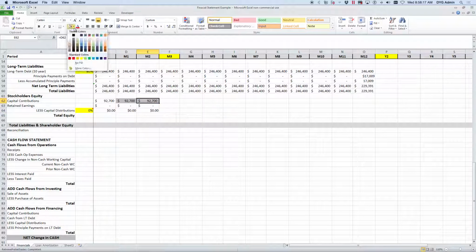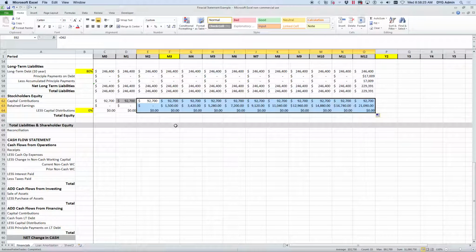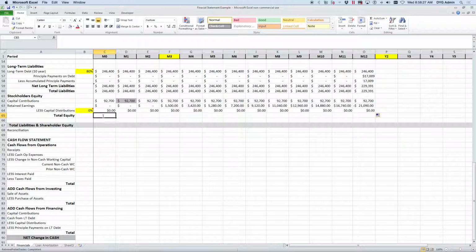Don't need to keep carrying this formula change over, so I'll clear that out. Okay, and that's sort of that. And so now we can get to total equity, and that's equal to this plus retained earnings minus distributions. That's total equity. Drag that to the right.